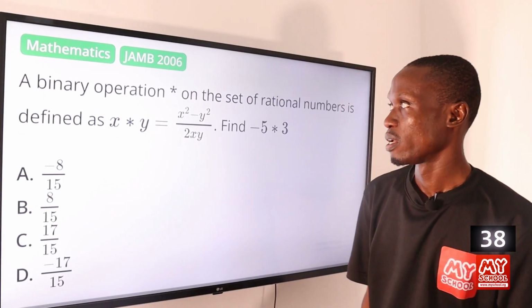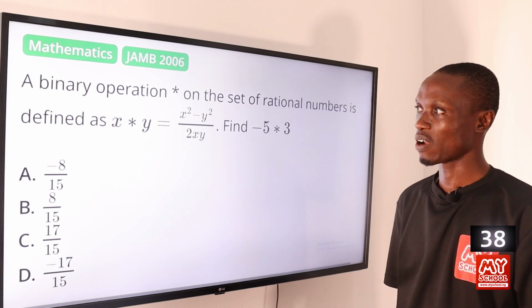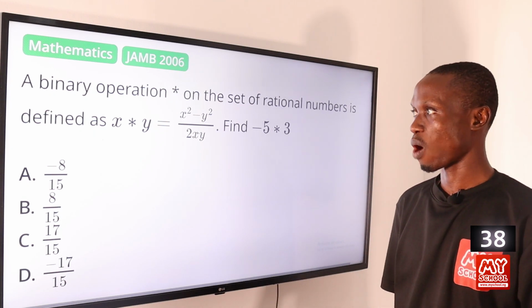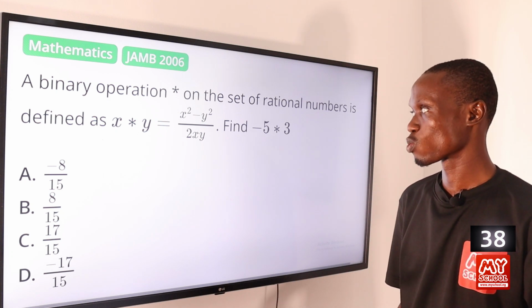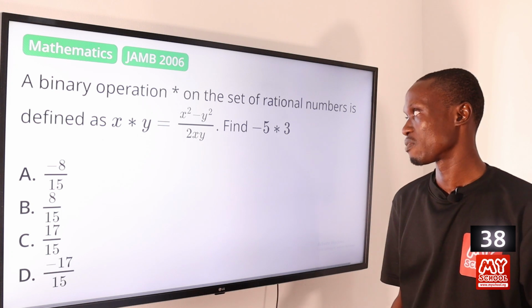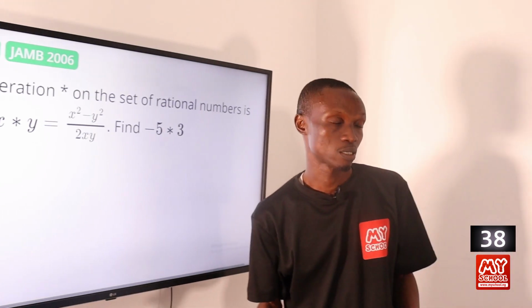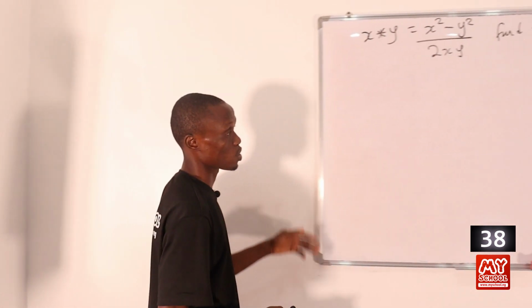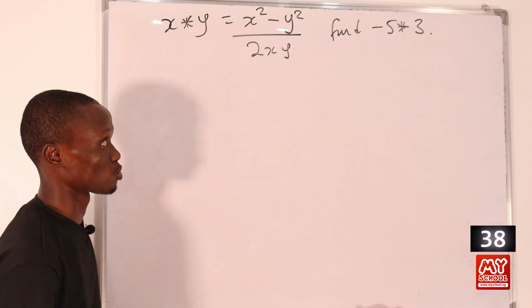Question 38. A binary operation star on the set of rational numbers is defined as x star y is equals to x squared minus y squared over 2xy. Find minus 5 star 3. So let's move over to the board to provide answer to this question. Questions like this are very easy. Basically, it's all about substitution.